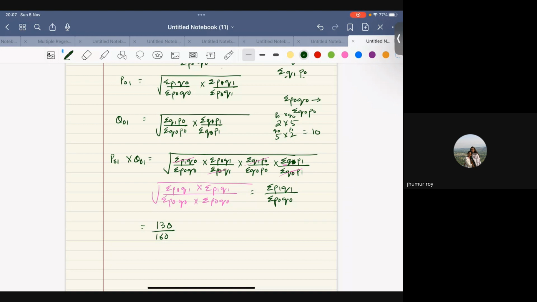So basically we say that Fisher's index number satisfies both the factor reversal and time reversal tests.